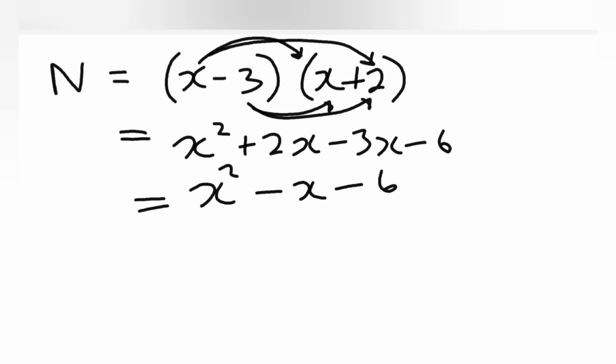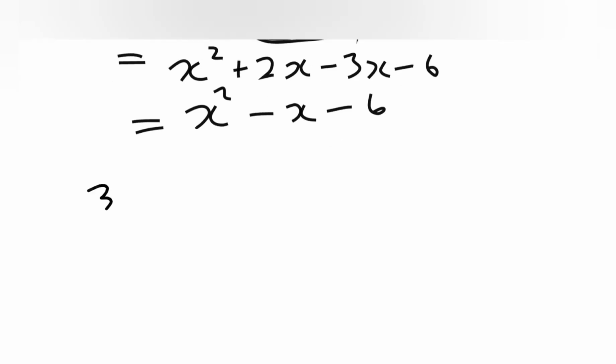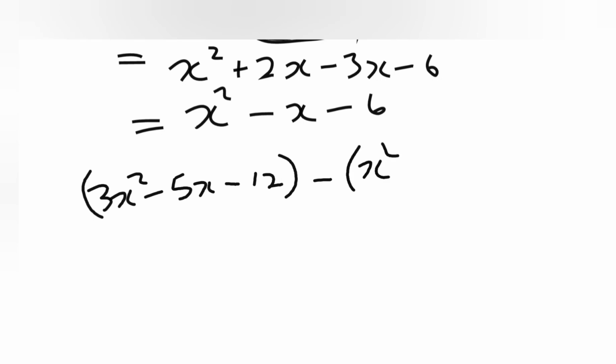So that simply means that we are going to write the area of rectangle M first. The area of M would be 3x squared minus 5x minus 12, and I'm going to put these in brackets, and then we're going to subtract the area of N that we have above here, which is x squared minus x minus 6. And all of this will be equal to 64.